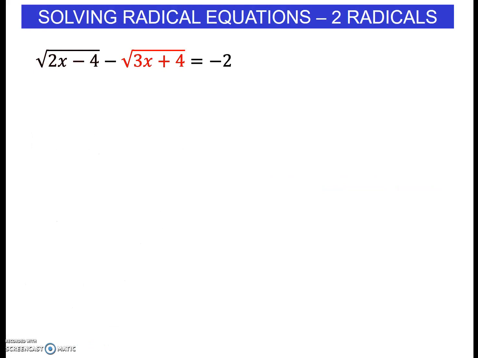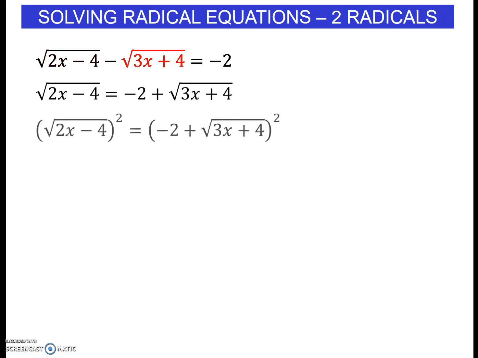Since we have 2 radicals, I'm going to choose one to move over. I'm moving that 3x plus 4 over because it has a minus sign. Doesn't mean you have to. However, when I go to square both sides on this side, you're going to write it twice and then FOIL. So negative 2 times negative 2 is 4. That's what you get when you multiply firsts.